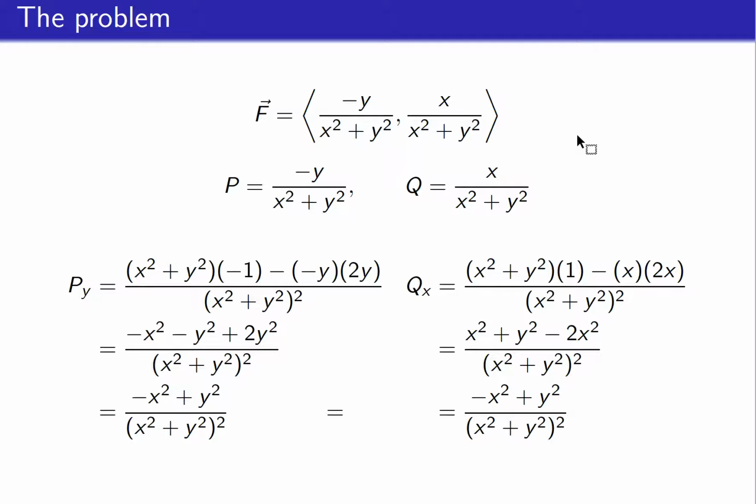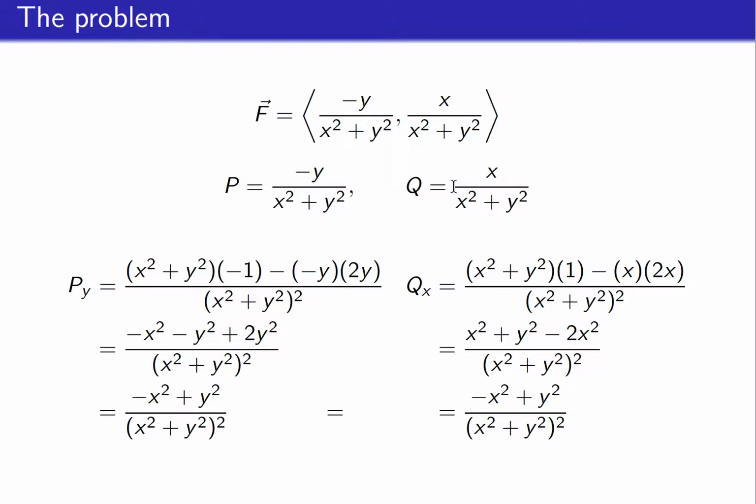Okay? Take a look at this vector field. Maybe a little complicated looking, don't worry. This is p, this is q. Take the partial derivative of p with respect to y. You can use the quotient rule here. This gets squared, and then this times the derivative of this with respect to y, which is this times -1, minus negative y times the derivative of this, which is 2y. Expand this out, and the minus y squared and the 2y squared combine to make a plus y squared, so you get minus x squared plus y squared over x squared plus y squared, squared.